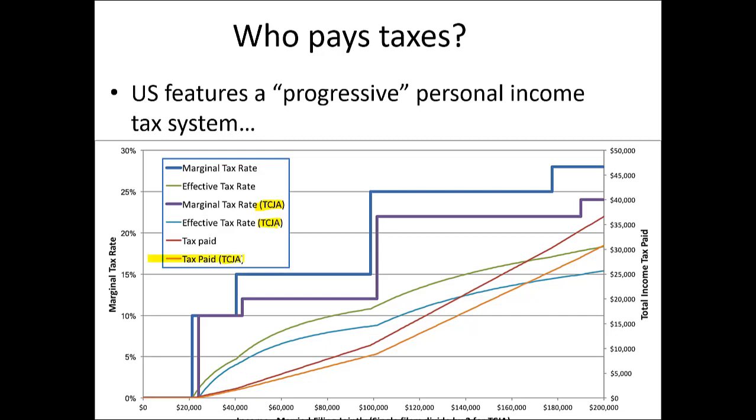And what TCJA did was a fairly modest reduction in tax rates, although it did some other pretty significant tax reforms. One of the big ones was that it did a major reduction in the corporate income tax rate. In fact, that was the biggest element of the Tax Cuts and Jobs Act.